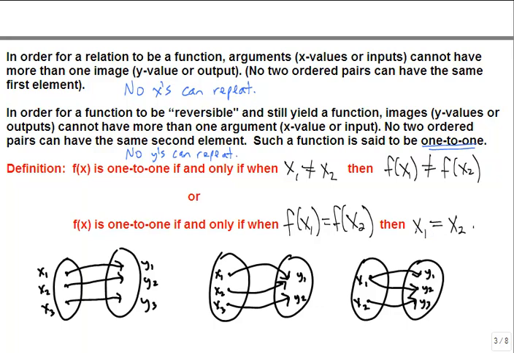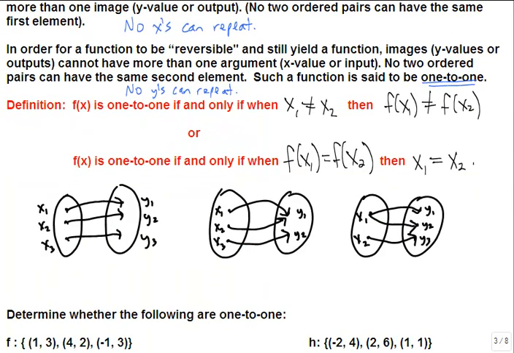So what we want to make sure of to be one-to-one is that we have unique x's and unique y's. The x's should not repeat to force it to be a function, and the y's should not repeat to force it to be one-to-one. So here are three different mappings that are going to hopefully help you visualize a little bit more about what we're talking about.